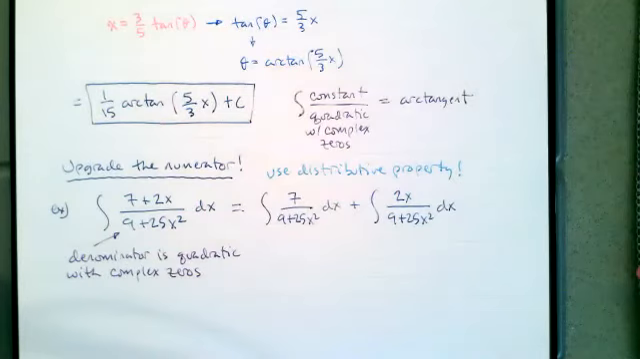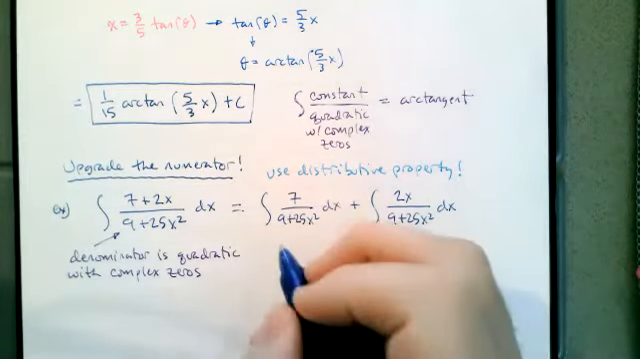The specific distributive property I'm using is that multiplication distributes over addition. That means division distributes over addition as well. Now notice that the first term is the one that we just did, and the second term can be done with substitution. So 7 over 9 plus 25x squared, this is the one that we just did.